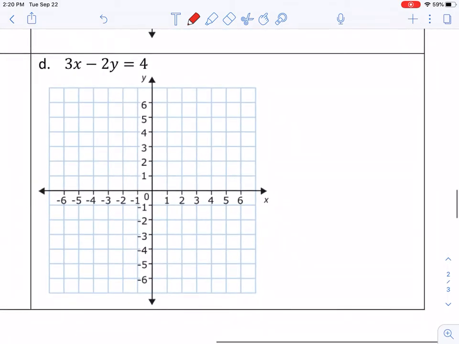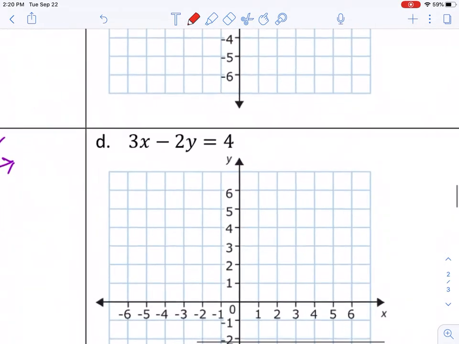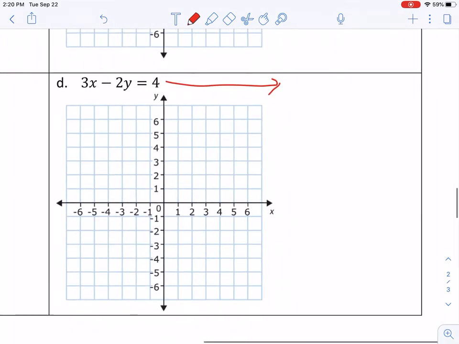So the problem is if we hit something like this, remember step 1 was to make sure it was in y-intercept or in slope-intercept form. So this one is not in slope-intercept form because y is not by itself. So I can't figure out what my m and b is yet. I'm probably not going to have you practice these in class, but I want you to see them so that you're familiar. So we need to get y by itself here, which means I'm going to move my 3x and my -2.